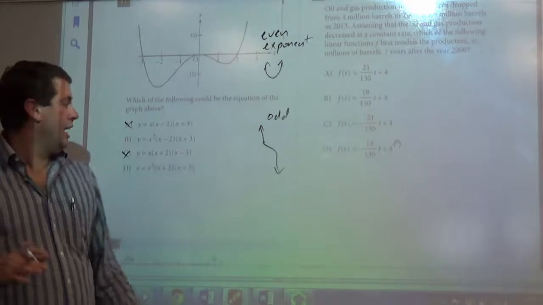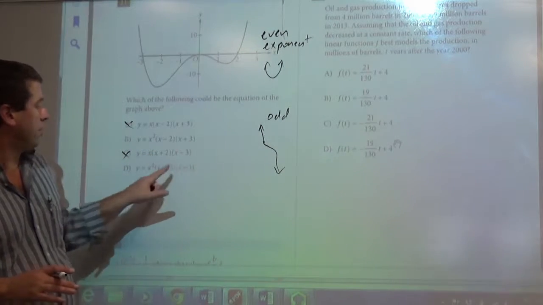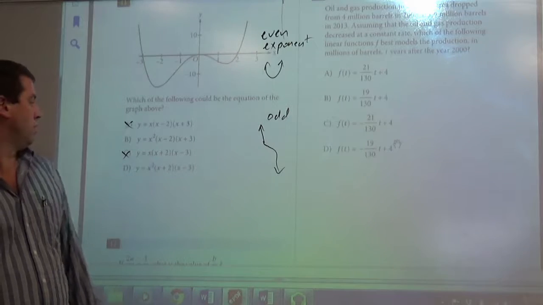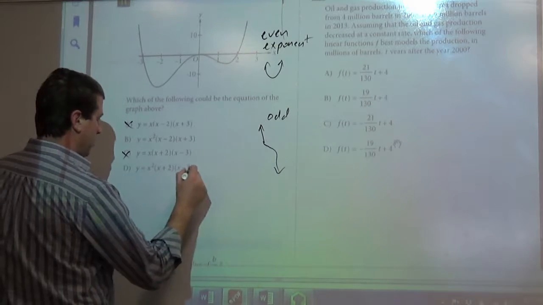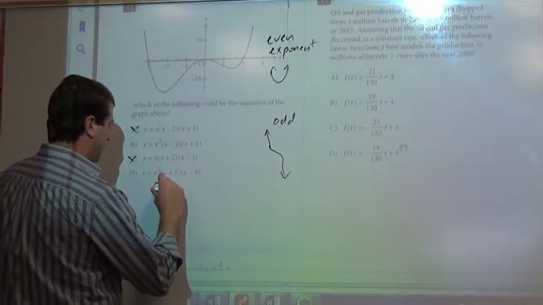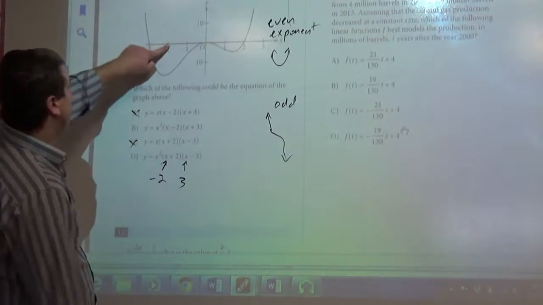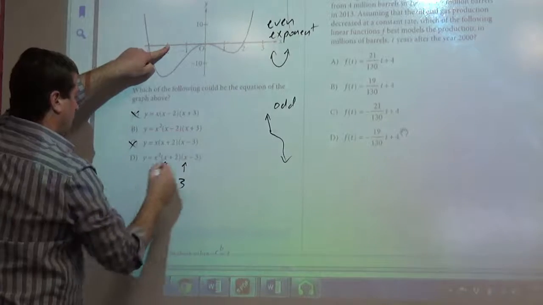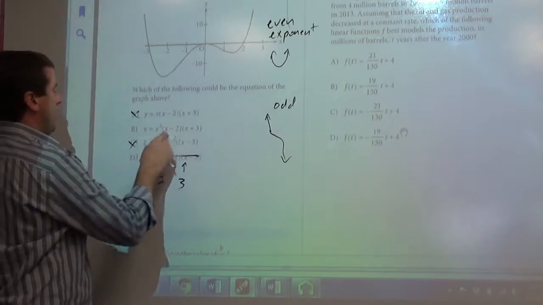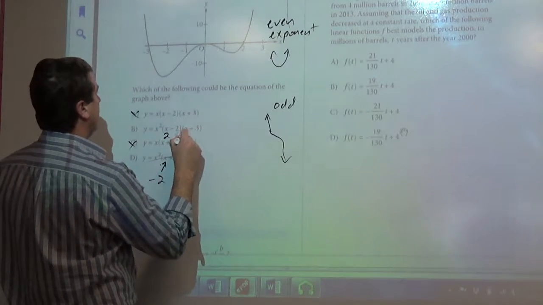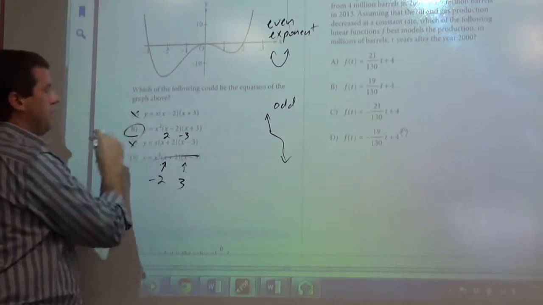Now we can look at the parts in parentheses to see where our zeros are. This one has zeros of -2 and 3. And -2 and 3, it doesn't hit, so it's not that. This one has them at 2 and -3, so that's my answer.